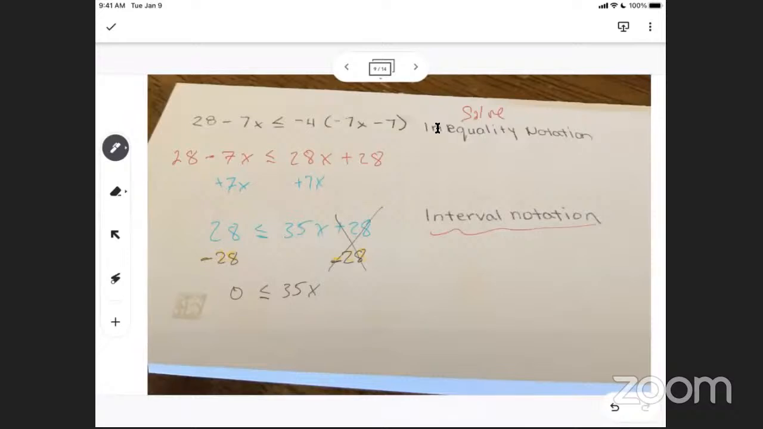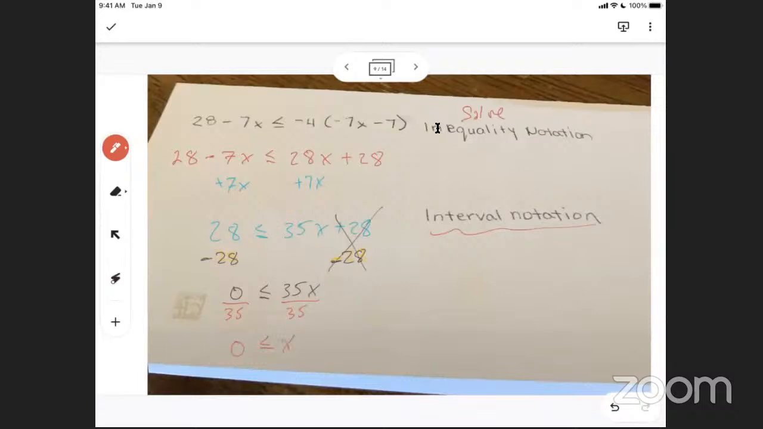Remember, I'm trying to get x by itself. So what do I have to do? Divide 35x by what? 35. Good. And if I did it on the right side, I have to do it on the left side. What's my inequality going to be? What's on the left side? That's equal to 0. And what's this right side equal to? x. Good.